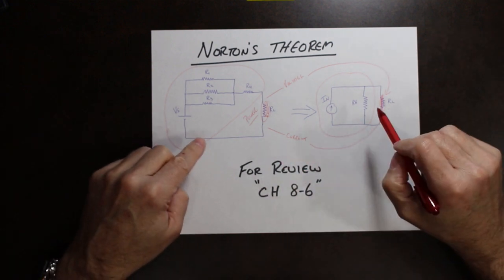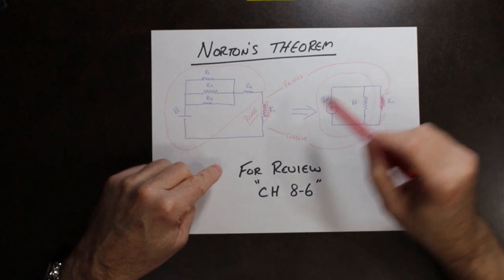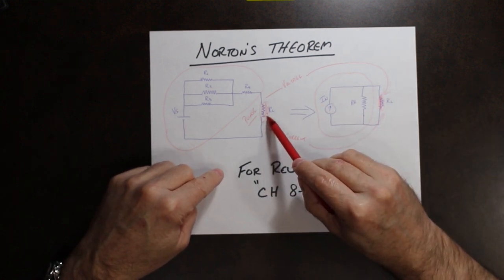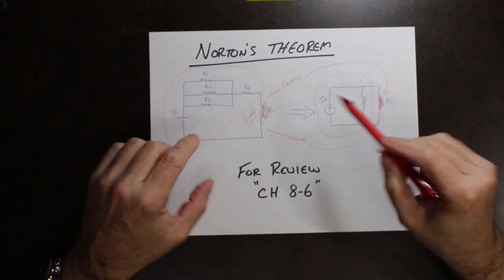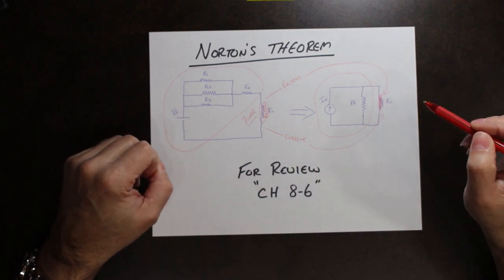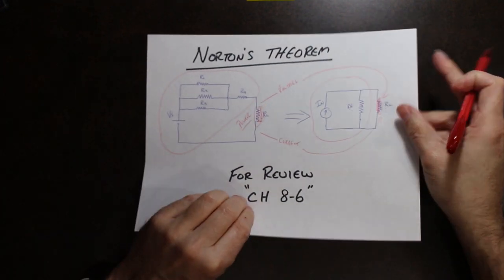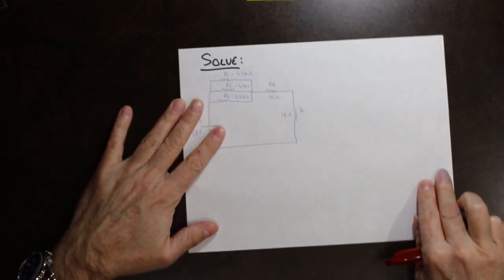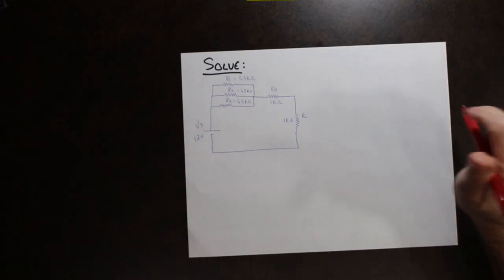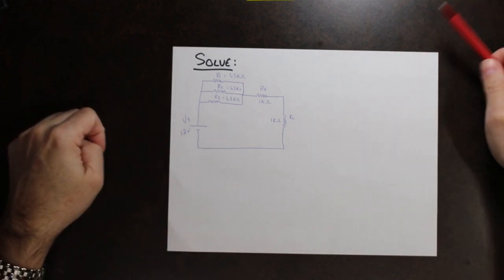So these two are going to be equivalent with respect to the load. Okay? So when you're looking at the load, these two circuits are equivalent with respect to the load. So let's take an example of Thevenin's circuit, or sorry, Norton's circuit. So what we're going to do, we're going to solve for this one.